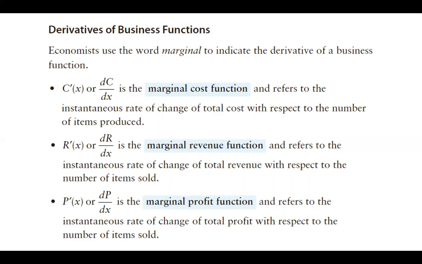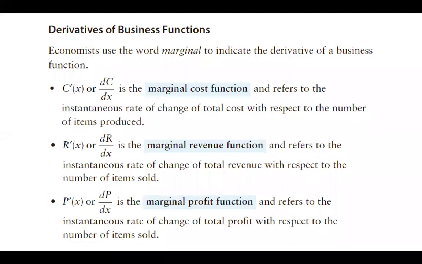R prime(x), or dR/dx, is called the marginal revenue function and refers to the instantaneous rate of change of the total revenue with respect to the number of items sold. P prime(x), or dP/dx, is the marginal profit function and refers to the instantaneous rate of change of the total profit with respect to the number of items sold.